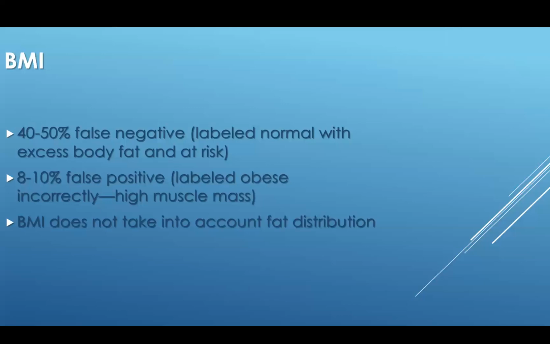And one of the things that a lot of people don't realize is that Black patients have a higher muscle mass than Caucasians and a lower amount of body fat in the general population. So they account for a large percentage of those that are falsely positive labeled with obesity using the BMI. That just doesn't take into account the fat distribution.